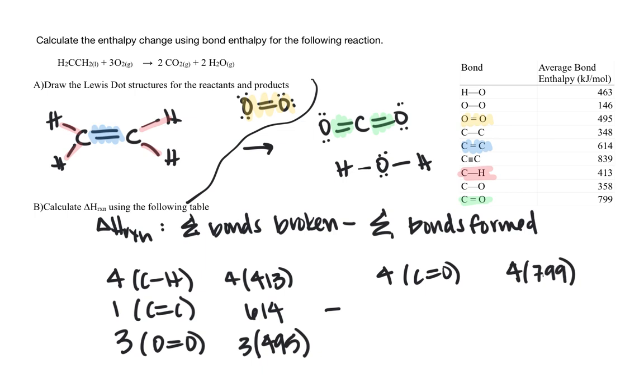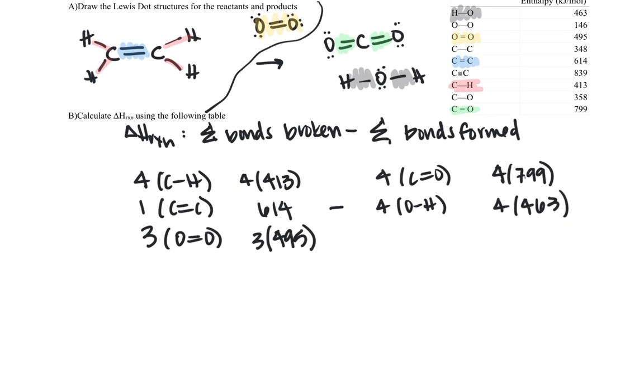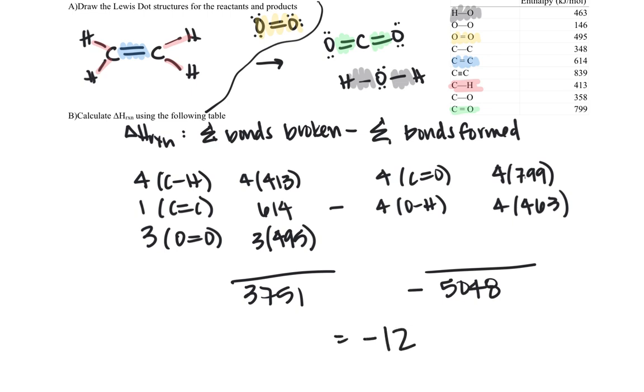And for our last one, we have the gray highlighter. So we have the oxygen bonds. So we also have 4 OH bonds. That's 4 times 463. When I plugged all of this into my calculator, I got 5048 and 3751, and I got negative 1296 kilojoules.